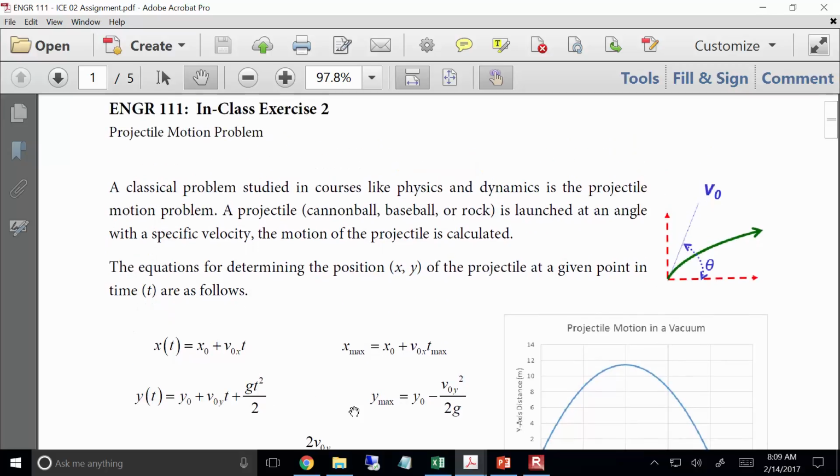Oh, guess my pen doesn't really like this screen.